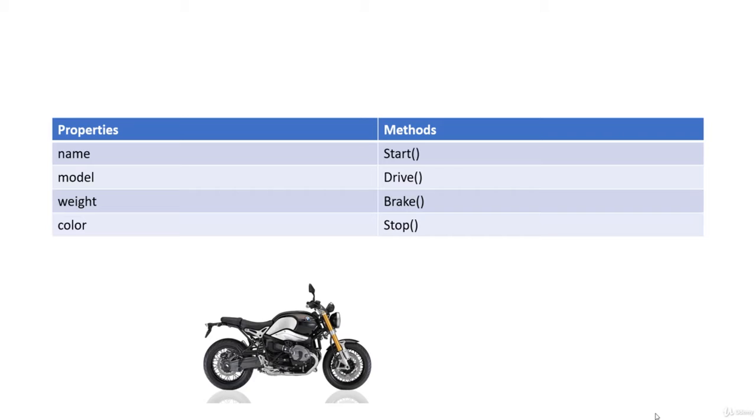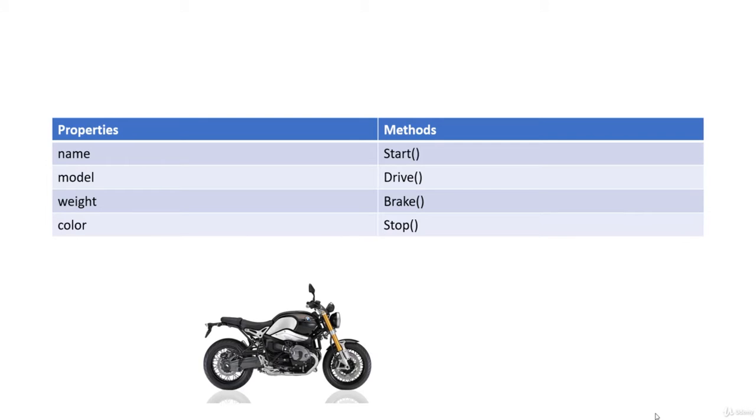Properties are the attributes of that object. In this case, a bike will have a name, a model, a weight, and a color. Each of the properties can be different for each object. We can take another bike which has a different name, a different color, a different weight. But if you see the methods, which are the behavior of the object, two motorbikes can start, drive, brake, and stop.